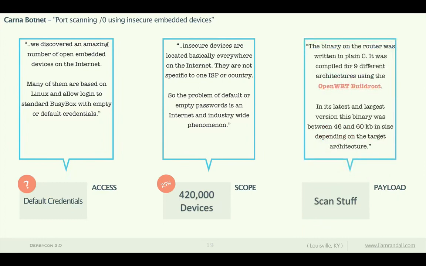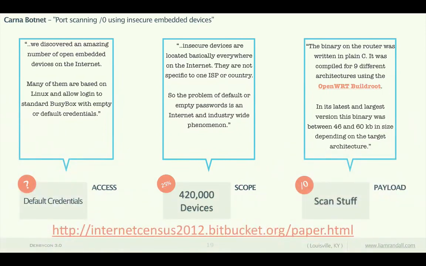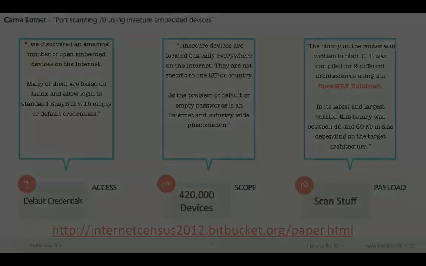And then as far as a payload, the binary in the router was written in plain C. It was compiled for 9 different architectures using the OpenWRT build root. In its latest and largest version, this binary was between 46 and 60 kilobytes in size, depending on the target architecture. They then used this binary to scan the internet. They actually tried to scan /0, and you can download all the results if you're interested in seeing a snapshot of the full internet at the time. They were pretty sophisticated when they conducted their scanning. They tried to go in low and slow. Each device would only scan a couple of IP addresses and a couple of ports.